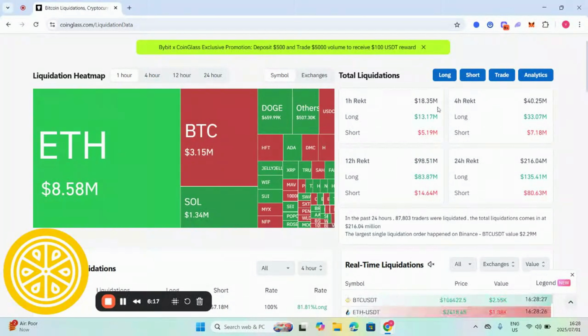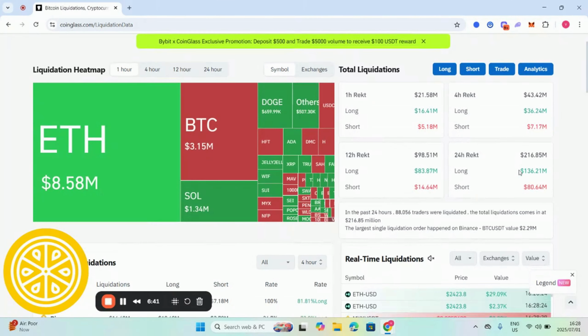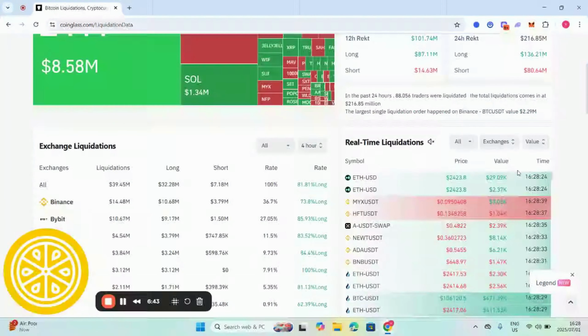And if we look at it here, the 24-hour rate in the whole crypto market says that we had 136.21 million in long traders liquidated, meaning that the market is favoring people who are doing shorts, rather than people who are doing more longs. As you can see, the numbers are up high. So that should be a very good indication to your advantage, to see how liquidation is.